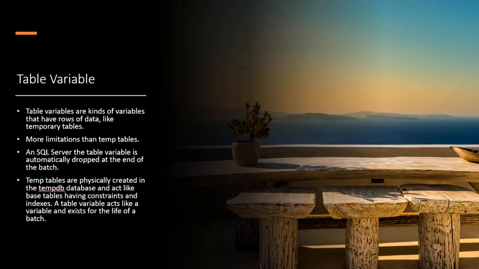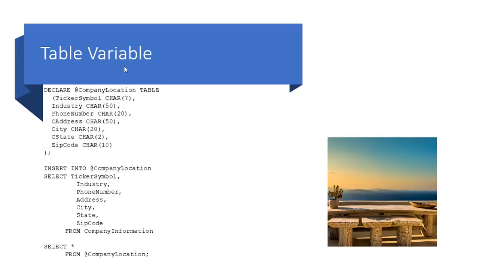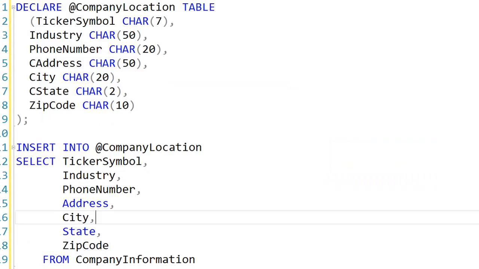Here is an example of a table variable, and it's going to have some similarities to some of the other constructs we've seen. Here we declare @company_information to be of type table. So it's just a table type. Then we can insert into our table variable, and this time I did a select from company information to populate my variable, and then I can say select star from company location.